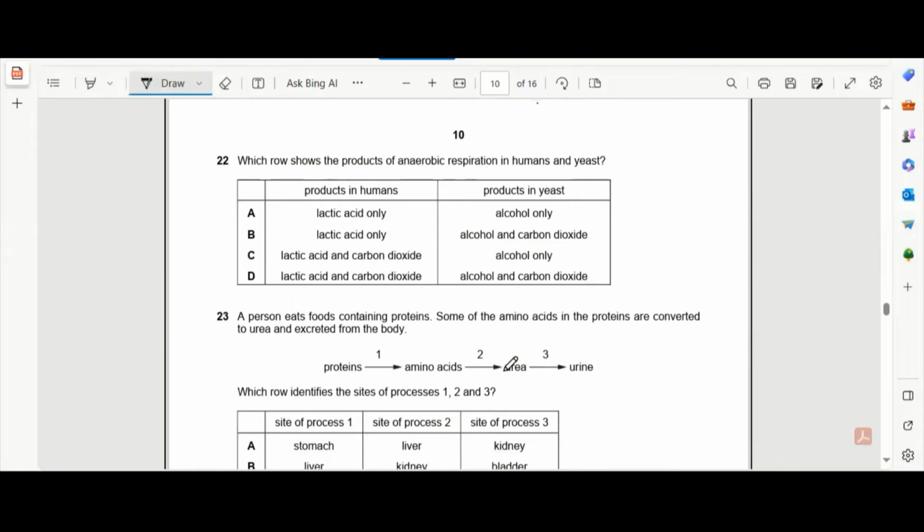22. Which row shows the products of anaerobic respiration in humans and yeast? For this, you have to remember that humans only produce lactic acid in anaerobic respiration, and yeasts produce alcohol and carbon dioxide both. So B is the only correct answer.